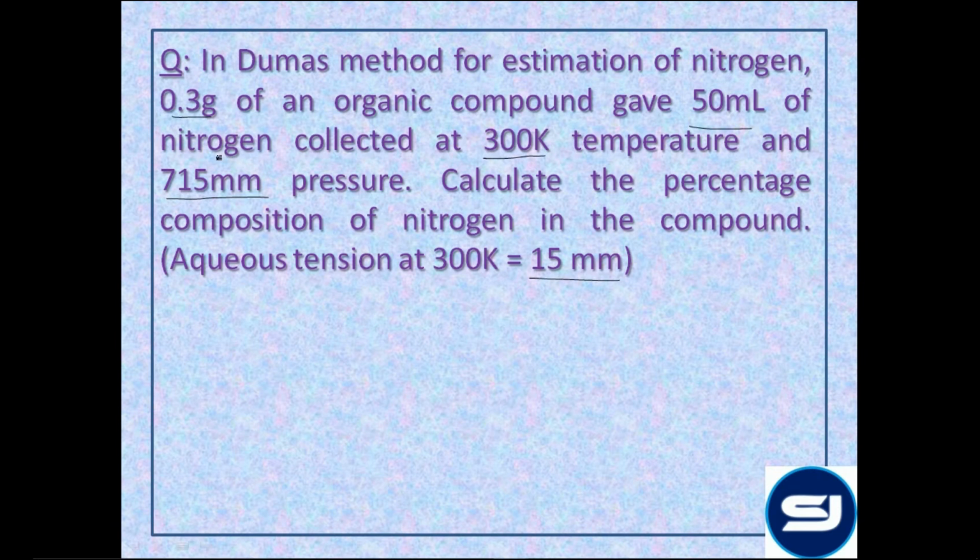So now look at the data. The moist nitrogen which is collected over water has a pressure of 715 mm. So the pressure of pure nitrogen would be 715 mm minus aqueous tension, that is 15, which will be 700 mm. And to convert the volume of nitrogen to STP, we have to use PV upon T equal to constant relation, and then simply apply the formula. So let's look at the solution.